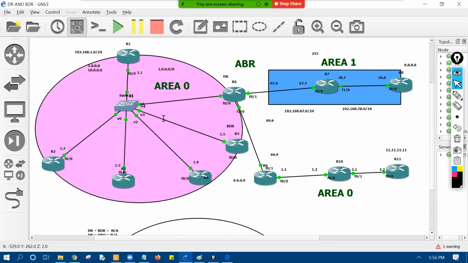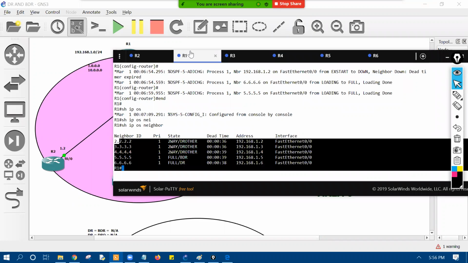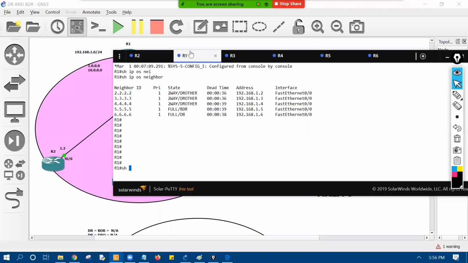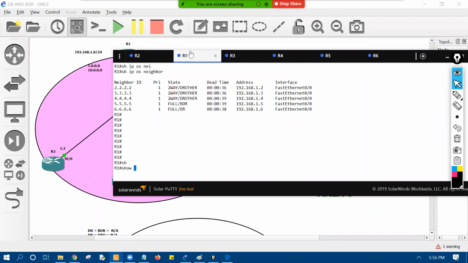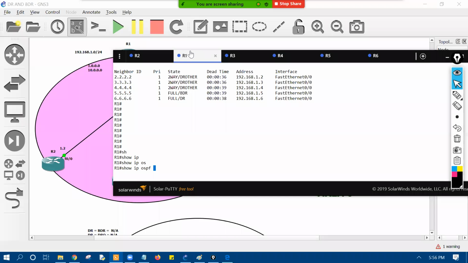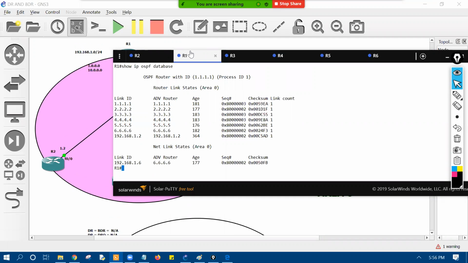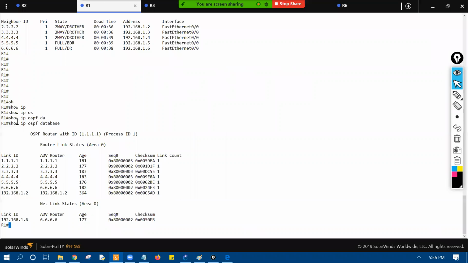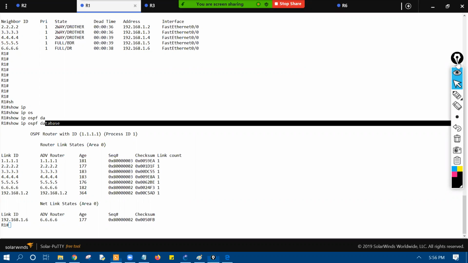Now, if you go on R1, I have 5 neighborships, and if you check the database table, how can we check the database table? I want to show the information about OSPF. OSPF works on which protocol? IP. EIGRP also works on IP, and OSPF also works on IP. Then I'm going to look up the database information. So you can remember each and every command by linking it with everything. Show IP OSPF database.